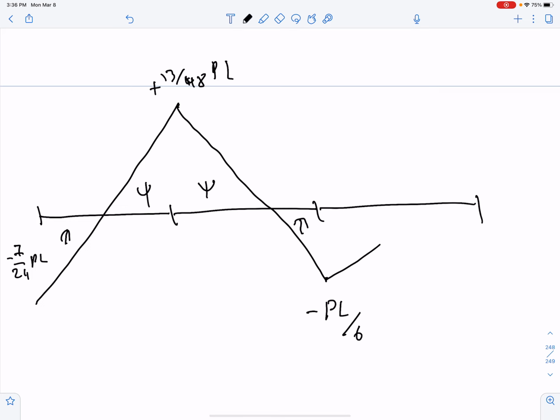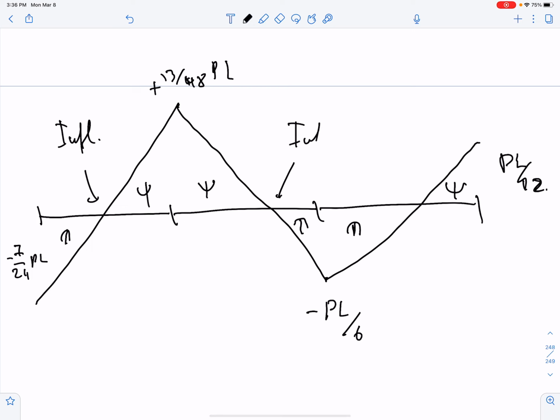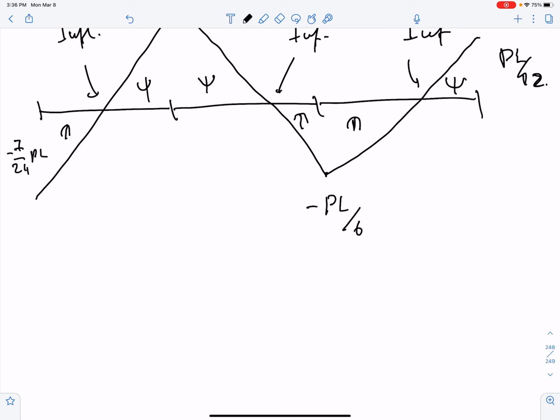And then again, you go from minus PL over 6 to PL over 12 at the end. And so here you're still concave, and then you end up on the convex node. So now you have how many? You have one inflection point. You have another inflection point. And then you have another inflection point, points where you change curvature. So if you were to draw the deflected shape, let's try to do that now.